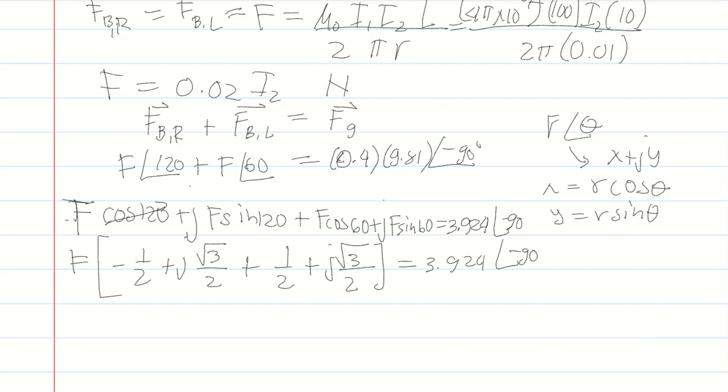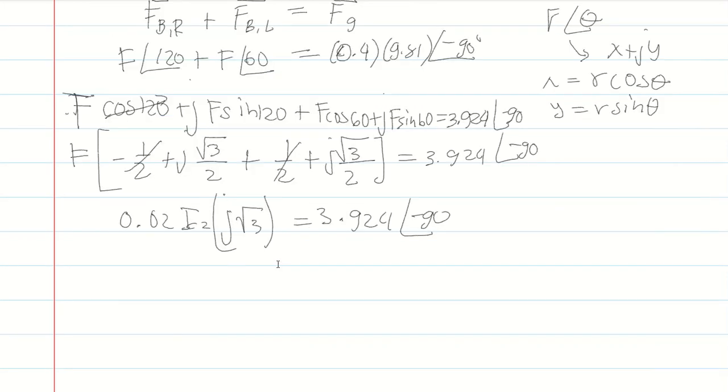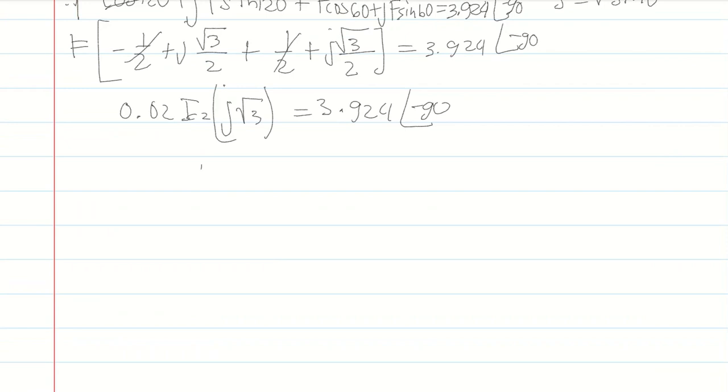So if we simplify this one, and we substitute F, which is equal to 0.02 I2, times this one, so this will cancel out, and square root of 3 over 2 plus the square root of 3 over 2, so it's just equal to square root of 3. So this will be j square root of 3 equals 3.924 angle negative 90 degrees. So now the only unknown here is I2. So if we want to solve for I2, we divide both sides.